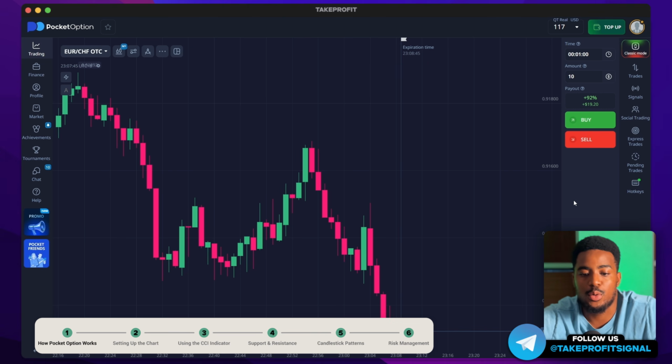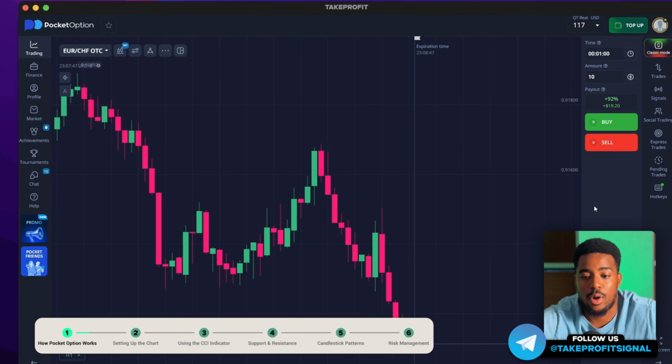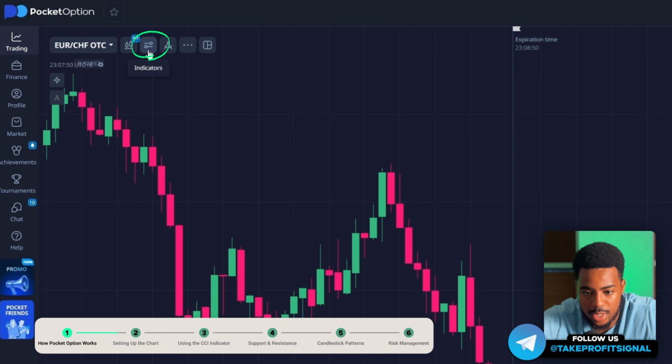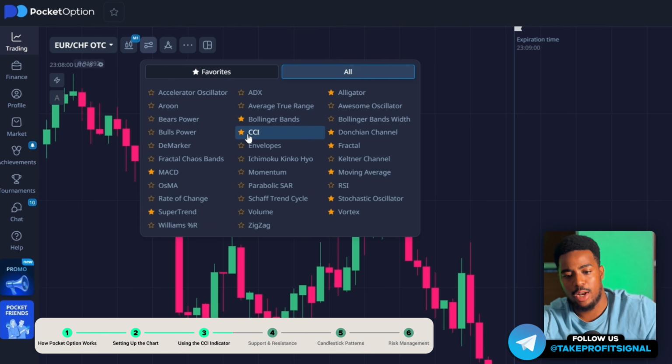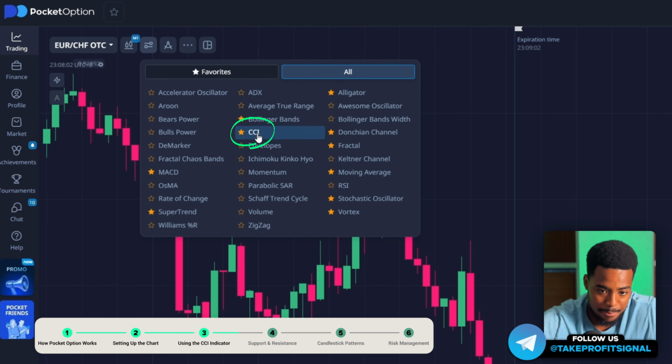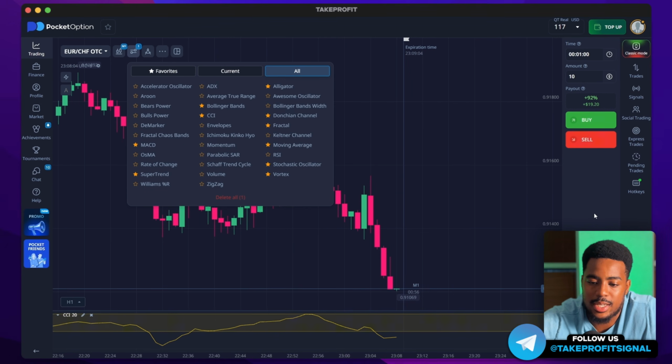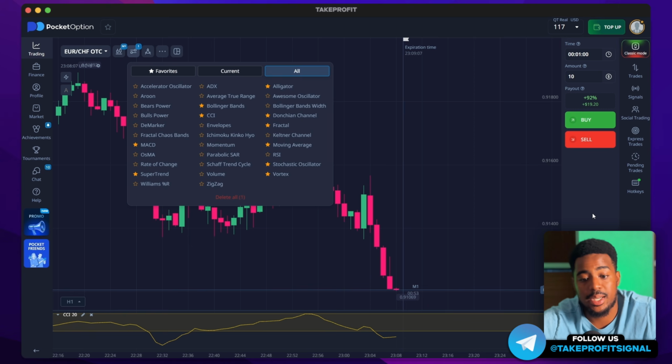On Pocket Option, you can add indicators. That's why we go to the indicator section located right next to our chart type section. We enter the indicator section, and I would like to add an indicator called CCI. This is generally a simple indicator that is very understandable and at the same time very effective. Now that we have figured out how to add an indicator, let's move on to trading.